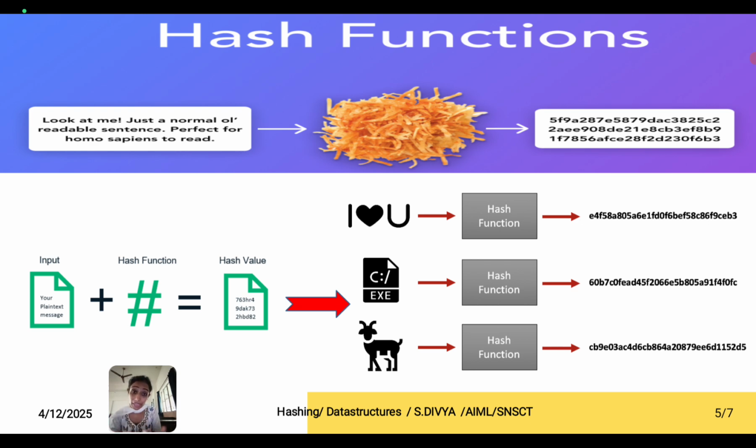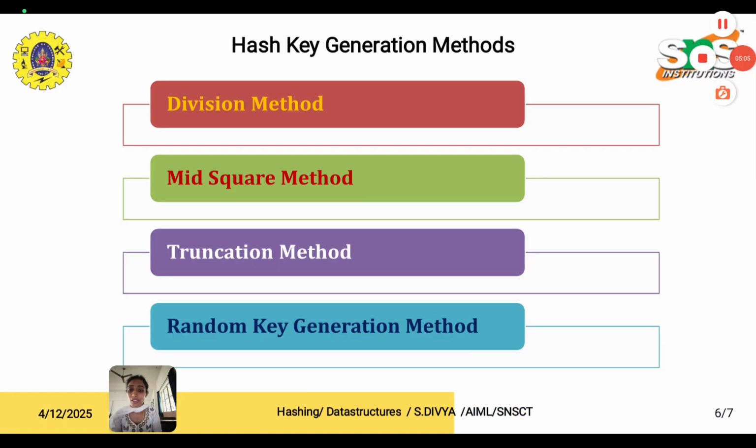There are different types of methods where you can apply this hash function and generate keys. One method which I taught you is this division method. This is how a hash function works. There are also different hash key generation methods. I told you what the division method is.